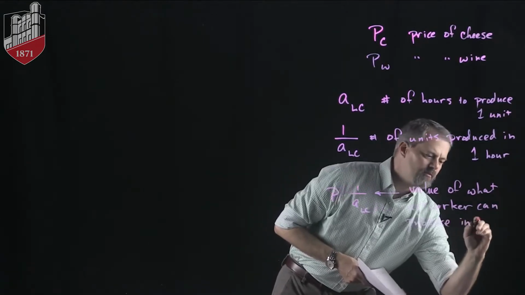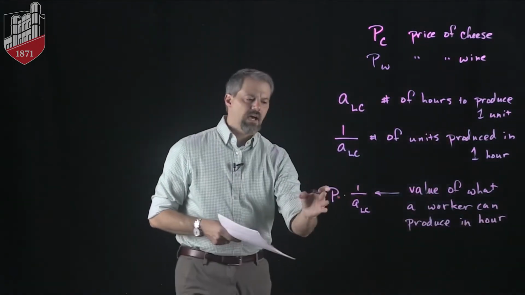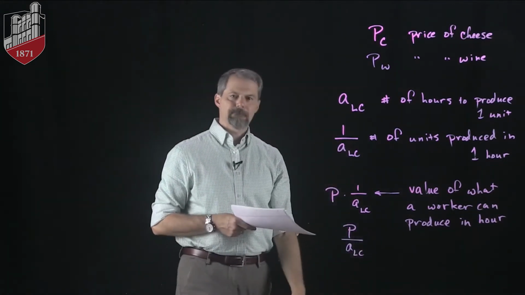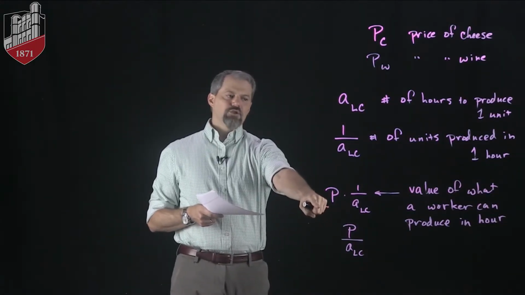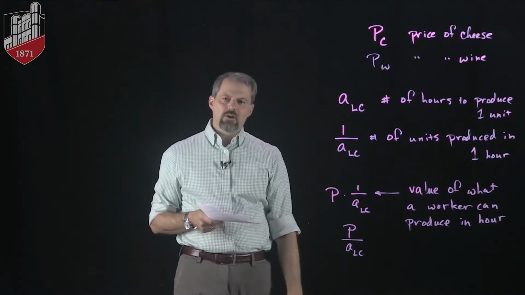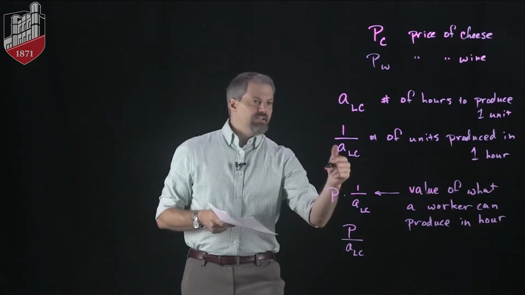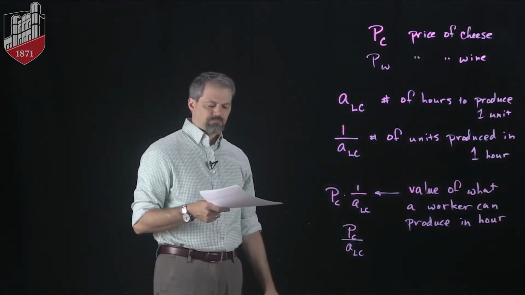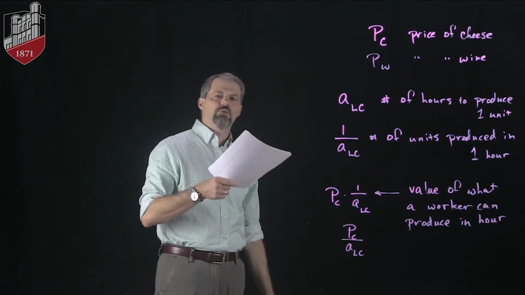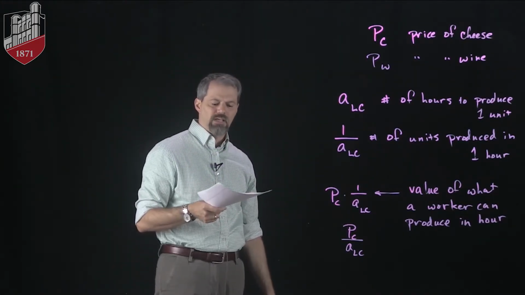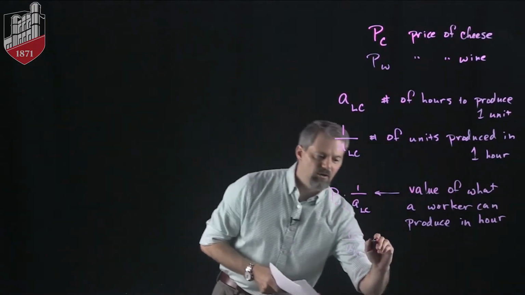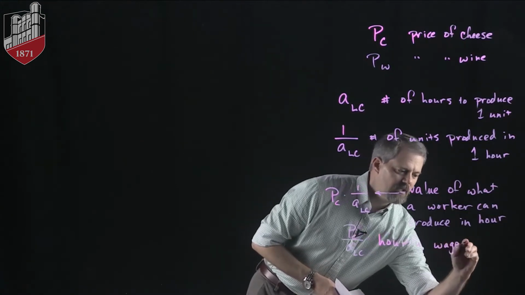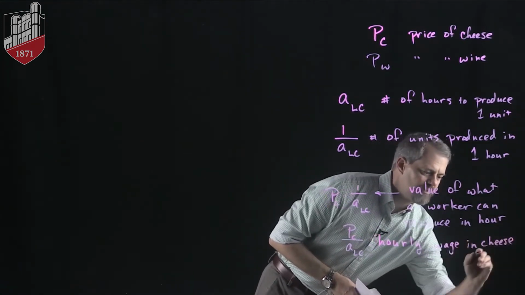Now this is important because we're going to use this a lot. I'm going to write it this way. I'm just going to write P over the unit labor requirement. Okay? So that's going to be the value of what a worker can produce in 1 hour if they're producing cheese. This is going to be, let's make this PC because we need to multiply it by the price of cheese. If we wanted to know the value in terms of wine of what a worker could produce in an hour, this would be the hourly wage in the cheese sector.